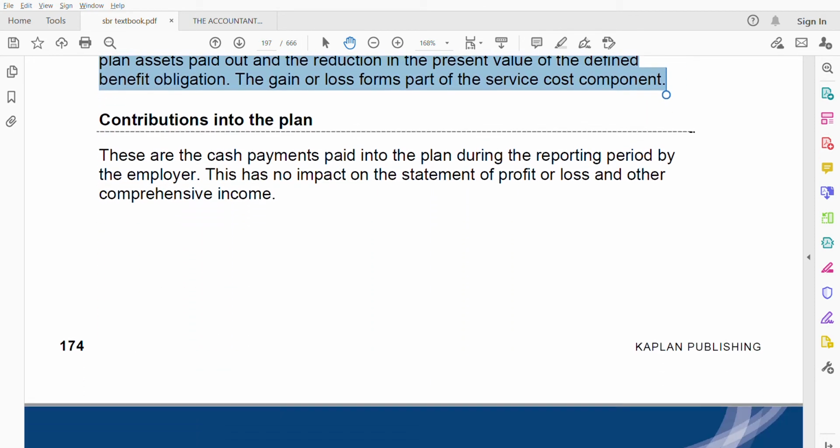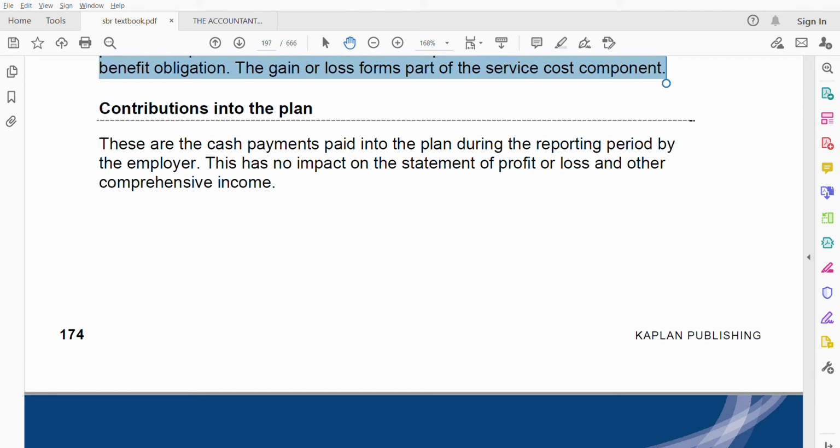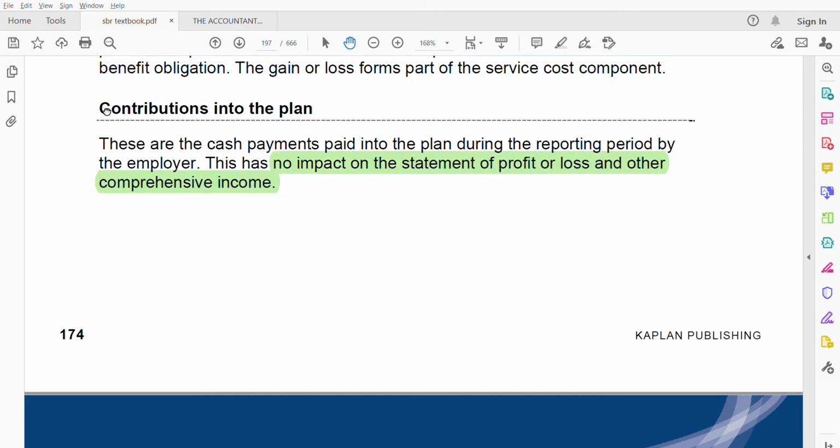Now let us go to the contributions into the plan. These are usually cash payments only. Okay. So these are cash payments paid into the plan during the reporting period by the employer. This has no impact on the statement of profit and other comprehensive income. But remember, this has an impact in the statement of cash flows because this is cash paid. So you have to deduct this in your cash flow statement under operating activities because this has an impact. But in the statement of profit or loss and other comprehensive income, they do not have an impact.